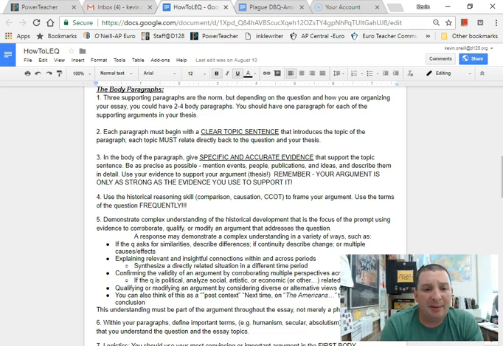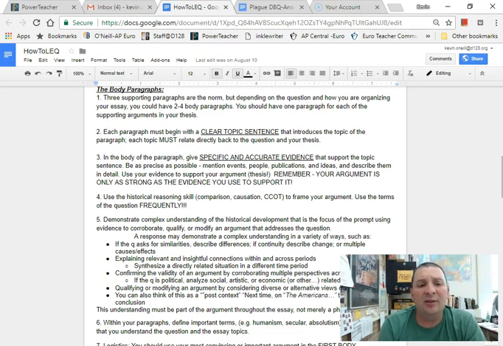So in the body paragraph, give specific and accurate evidence. That's what the reader's looking for. The reader is looking for specific and accurate evidence. Their rubric is going to be in front of them. They have to find an argument. Once they find that argument using specific evidence, bam, they're going to give you a point. Bam, they're going to click that off. And you need multiple, a significant amount of evidence and support. So be as precise as possible. Mention events, people, publications, ideas, and describe them.